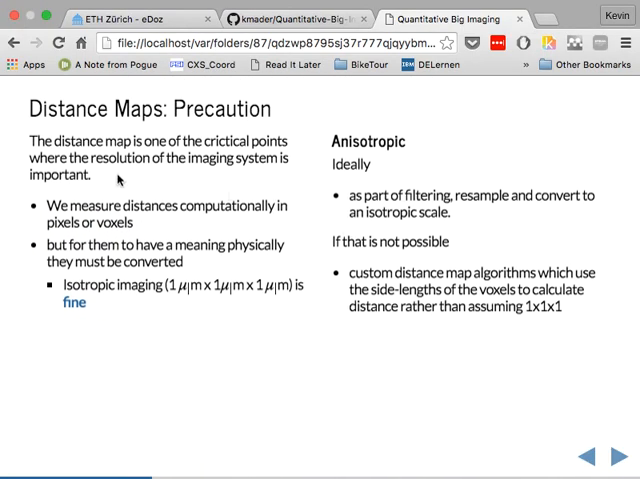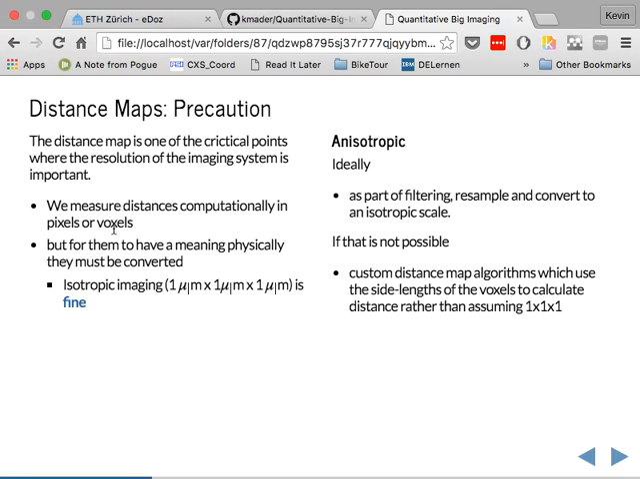Boom. So with distance maps, we do have to be quite careful. This is particularly important in areas like medical imaging, because we measure distances computationally in pixels or voxels. And when you do things like computed tomography imaging on a desktop device, the voxel size is isotropic, and that means it's the same in every dimension.